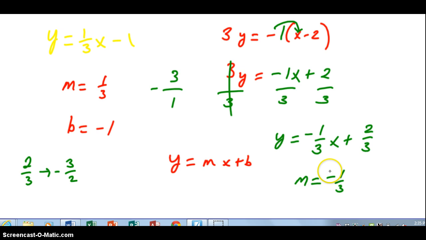Are 1/3 and -1/3 opposite reciprocals? They're opposite because that's positive and that's negative, but are they opposite reciprocals? No, they're not. So look at the question. If they're not parallel and they're not perpendicular, then they are neither.